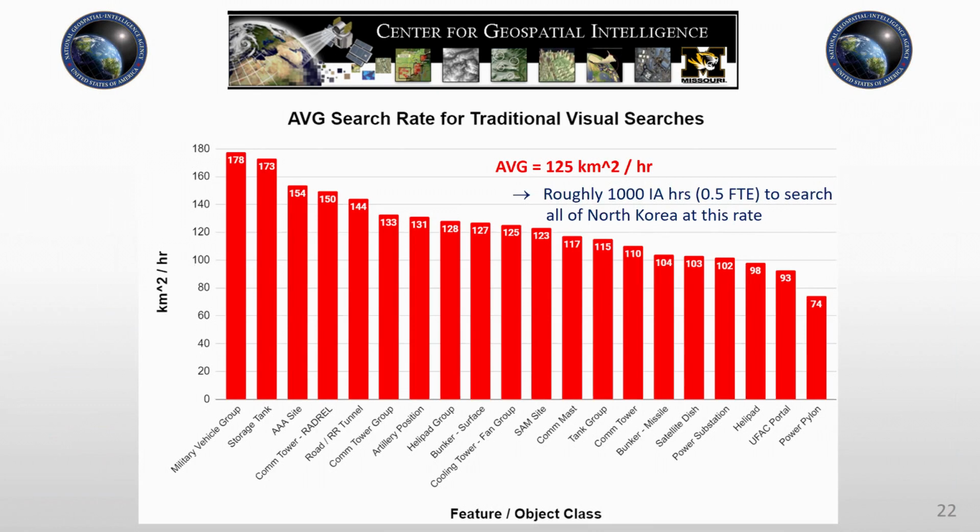So here is a summary of how long it took them on average. We measure how fast they do these visual searches, and we've got this plotted here by the different feature and object classes.